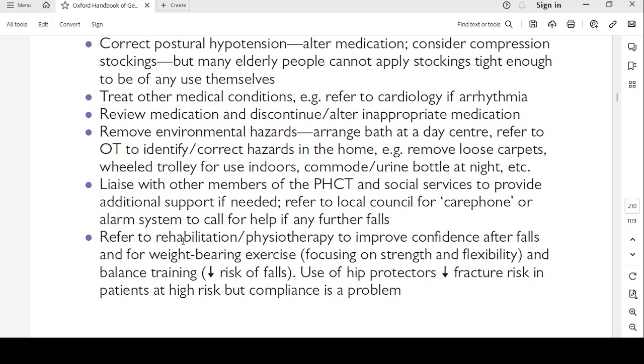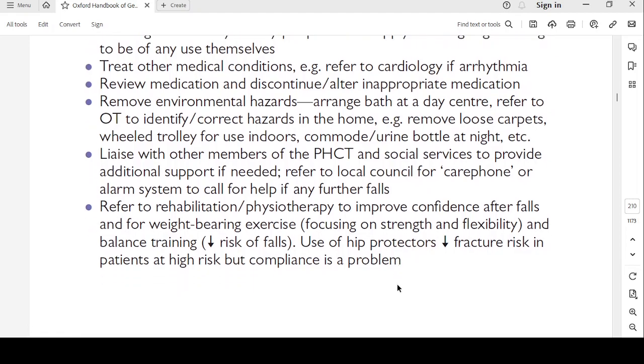Refer to rehabilitation or physiotherapy to improve confidence after falls and for weight bearing exercise. Focus on strength, flexibility and balance training to decrease the risk of falls. Use hip protectors to decrease the risk of fracture in patients at high risk, but compliance is a problem.